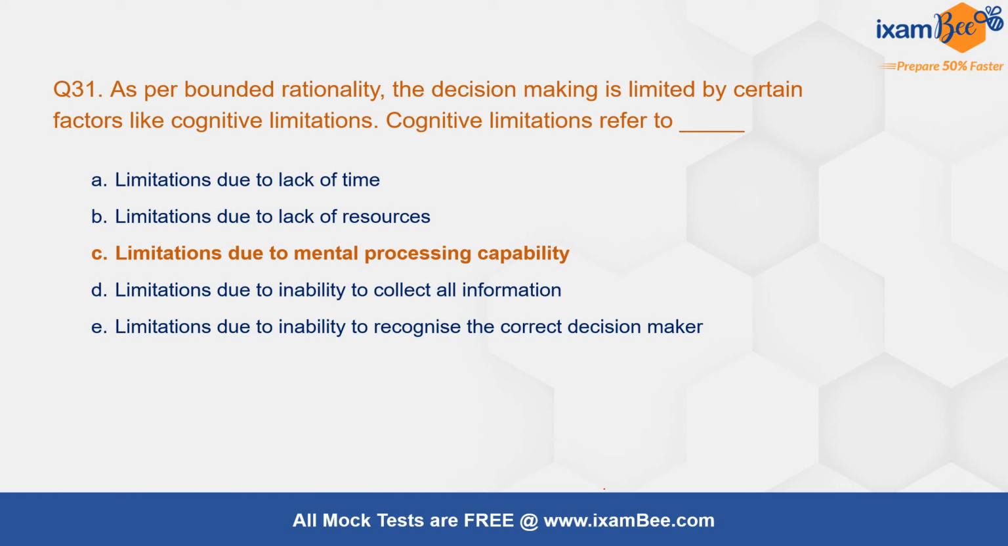There are other limitations that bounded rationality talks about, another being imperfect information, which is the lack of all the information that can be present or can be used for decision making. And then there is the time constraint, that is lack of time to be able to process all information or to collect all information. So these are the three limitations that lead to bounded rationality as discussed by Herbert Simon.